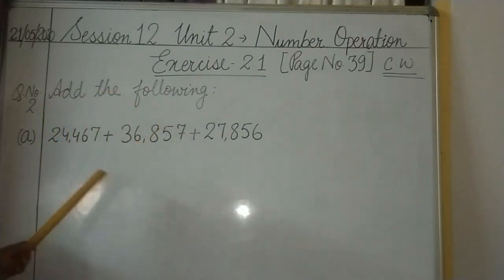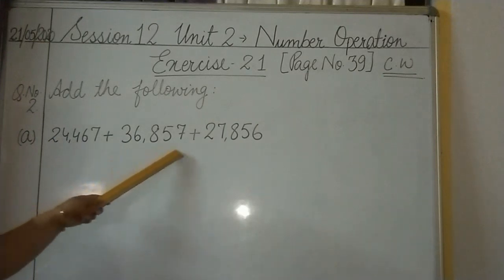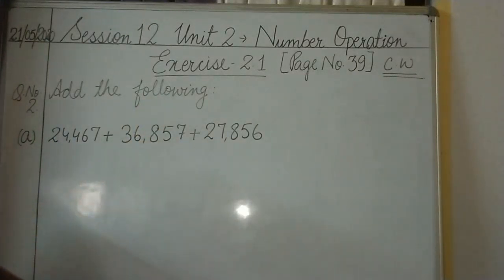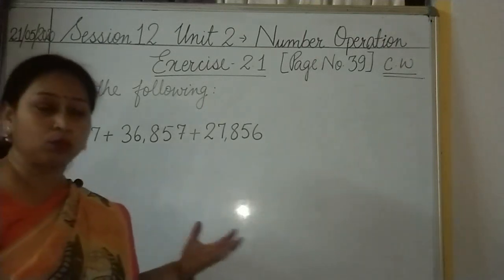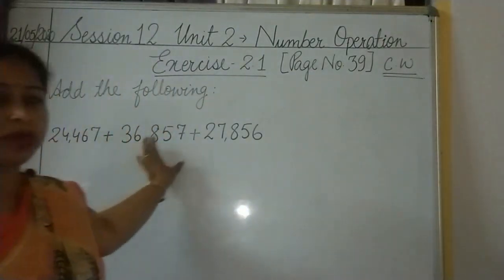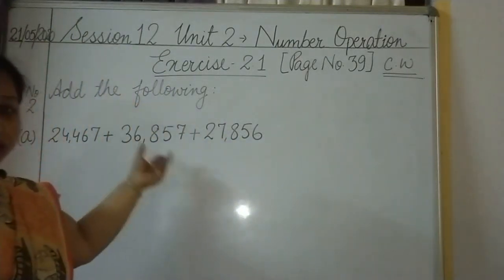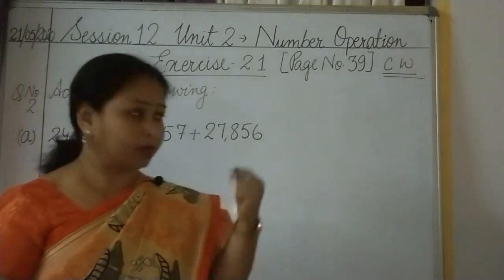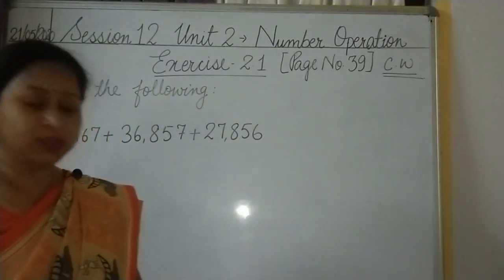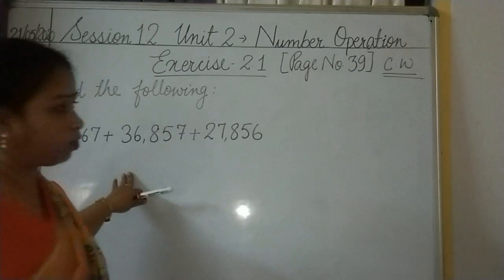I have taken the first question, as we can read it now very easily: 24,467, 36,857, 27,856. Now how to add it? And what are the terms we are going to use when we are doing addition? Do you know that each one of these is known as an addend, and what will be the result? The result will be known as the sum. Let us do it. I was just describing the place value chart. Still, we require that over here also.